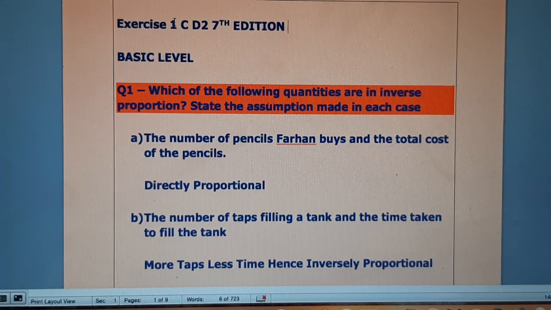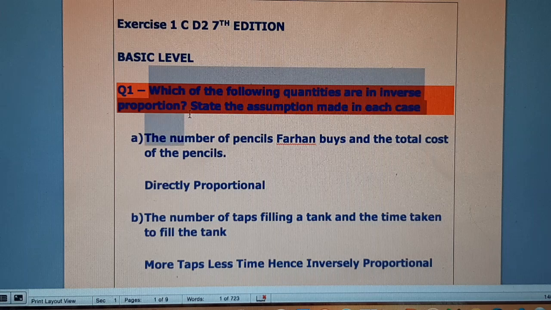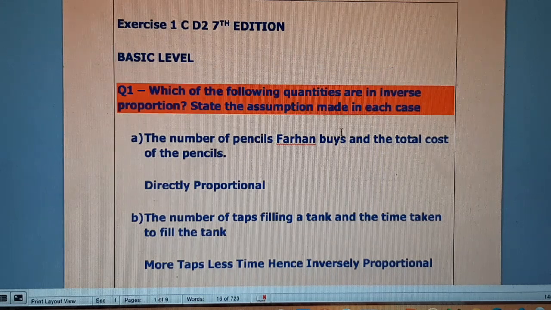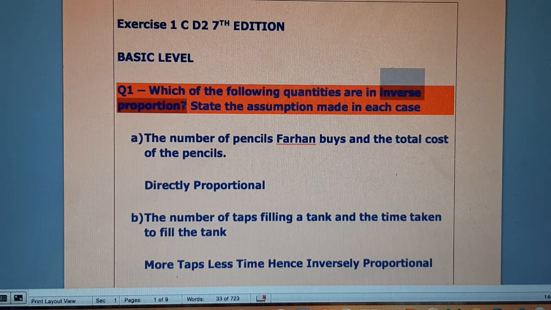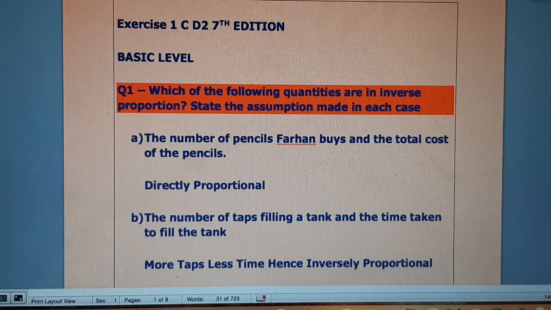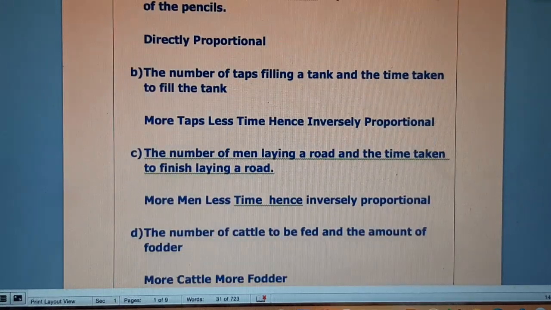This is exercise 1C D2 7th edition, and questions are from basic level. So question number 1 is, which of the following quantities are in inverse proportion? State the assumption made in each case. Inverse proportion means when there is an increase in one quantity, then the second quantity will decrease. That is inverse proportion.